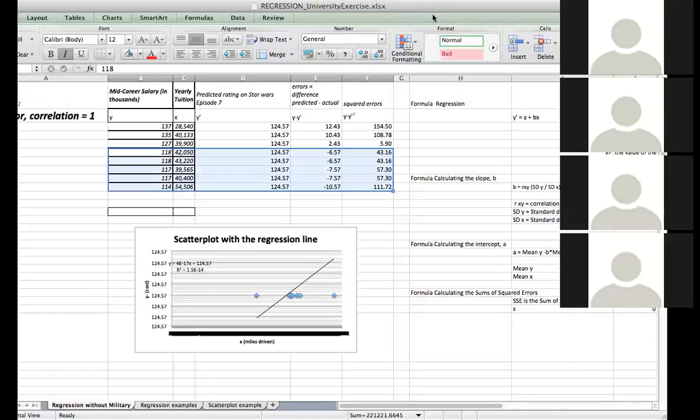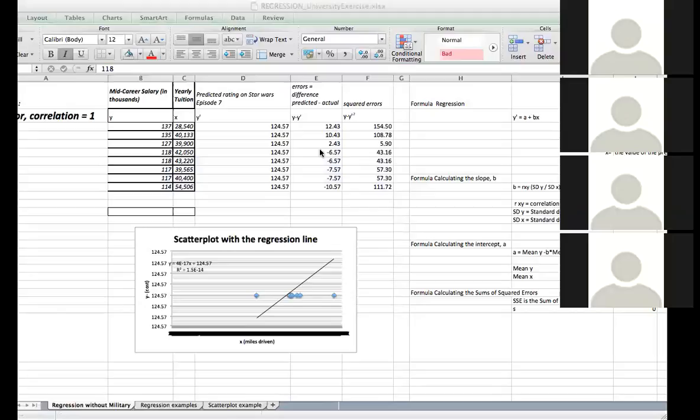And now what do you think is going to happen? And this is going to be question 5. What do you think is going to happen to the beta coefficient when we take out the military universities?